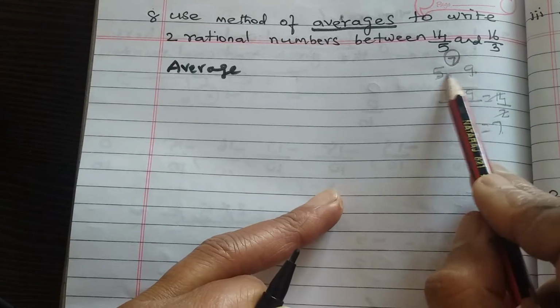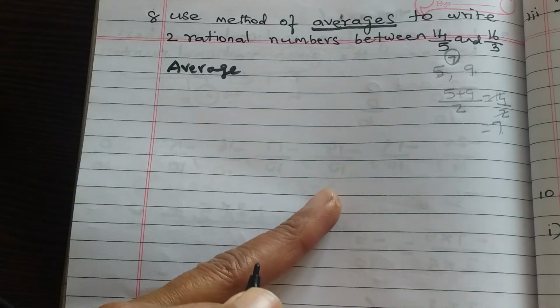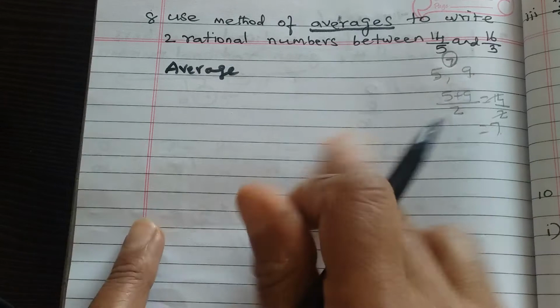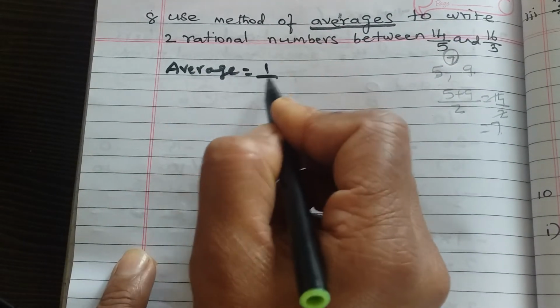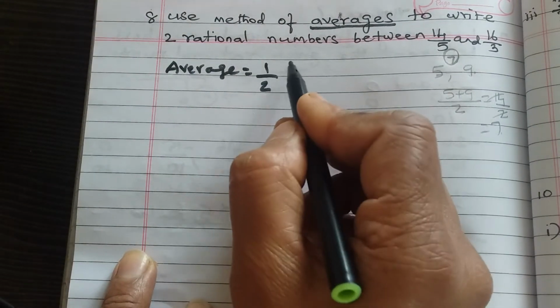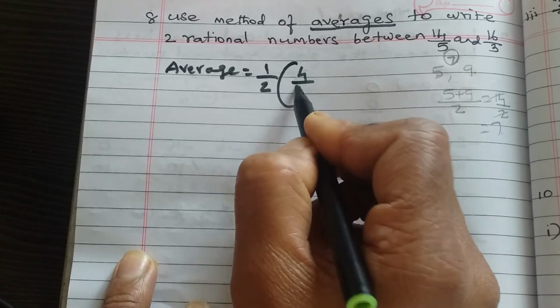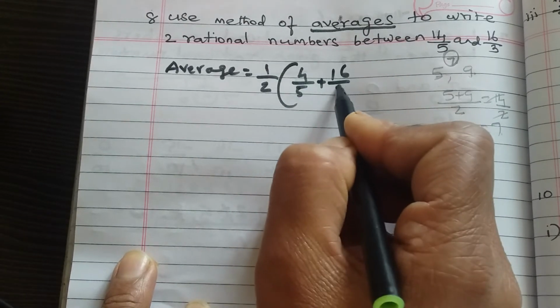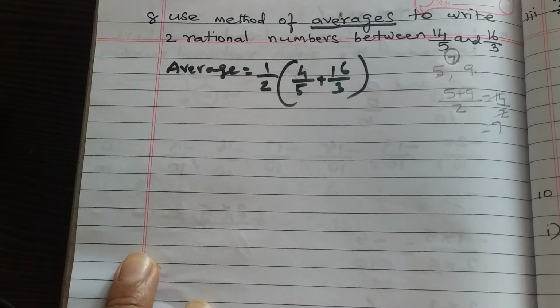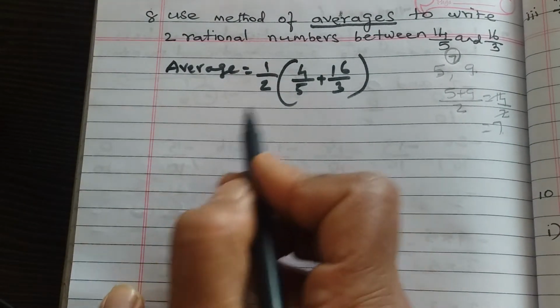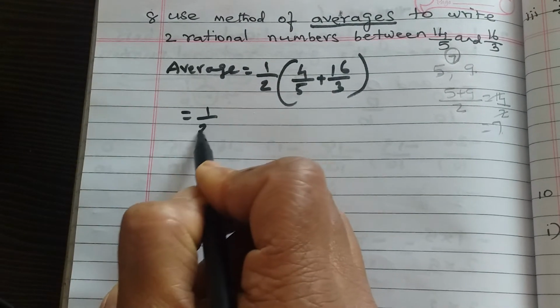Same method here, they are just whole numbers. Here we are going to do it for rational numbers. So what is it? It is nothing but half. We should divide by 2, that means 1 by 2 into 14 by 5 plus 16 by 3. This is the method we have to follow. So first we'll solve within the brackets, with 1 by 2 outside the bracket as it is.